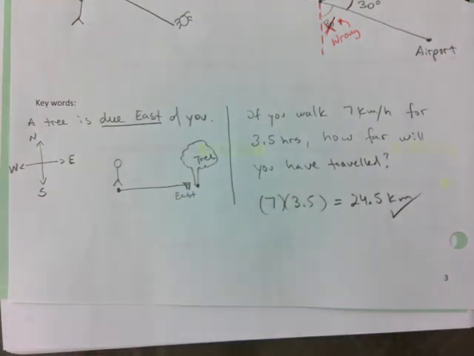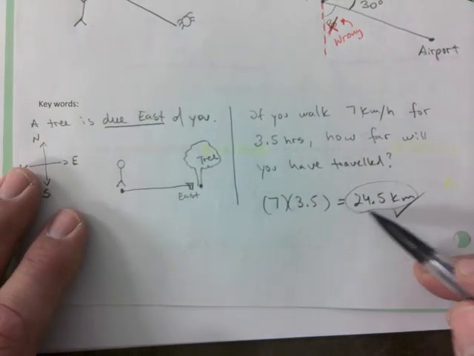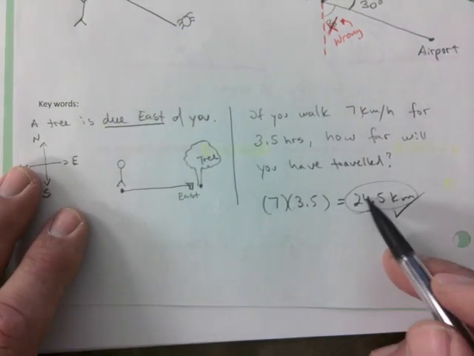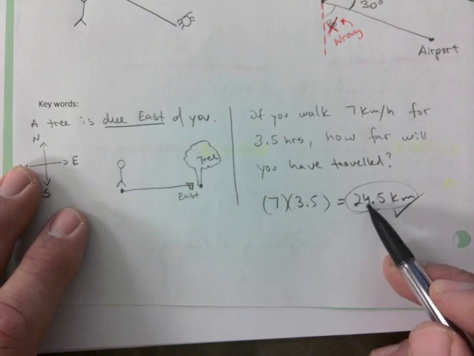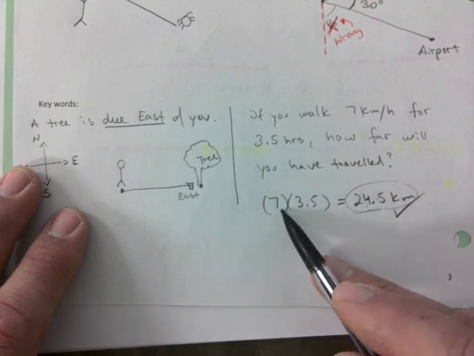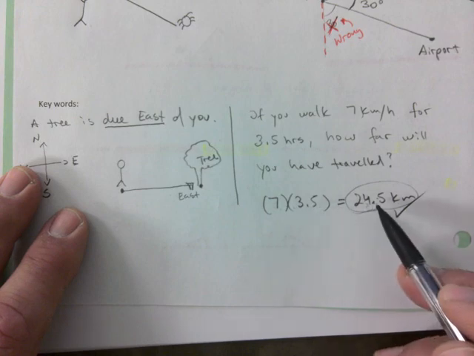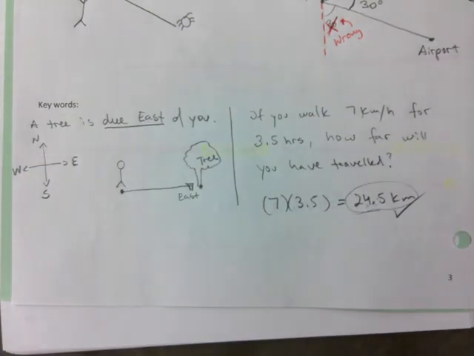So don't let that stump you if a question ever says that. This is what they're after here. This is what they're really giving you. If they give you a speed and the time, it's the equivalent of 24.5 kilometers, that side of the triangle.